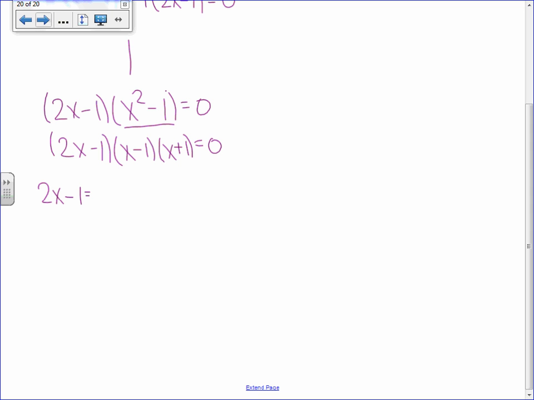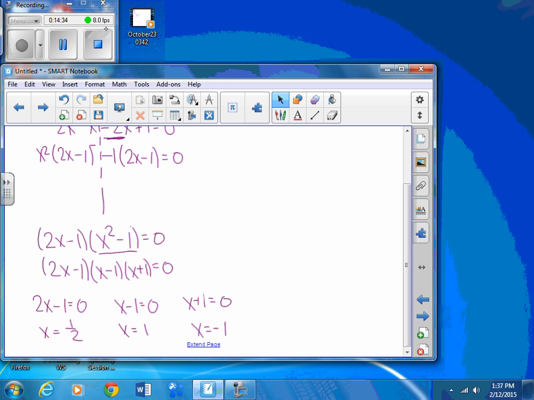So 2x minus 1 equals 0. X minus 1 equals 0. X plus 1 equals 0. So x is equal to 1/2. X is equal to 1. Or x is equal to negative 1. And boom, done.